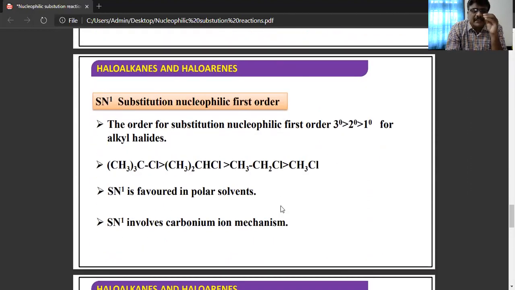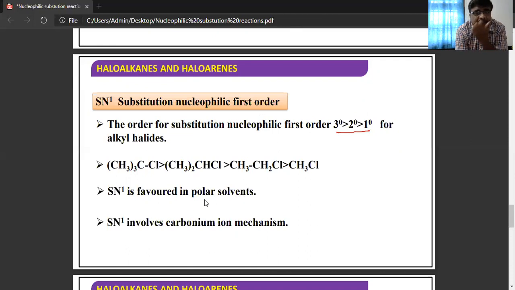Now when we consider the SN1 reaction, the SN1 mechanism: S stands for substitution, N for nucleophilic, and the 1 represents that it depends on the concentration of only one of the reactants. The order of substitution is that tertiary is greater than secondary.